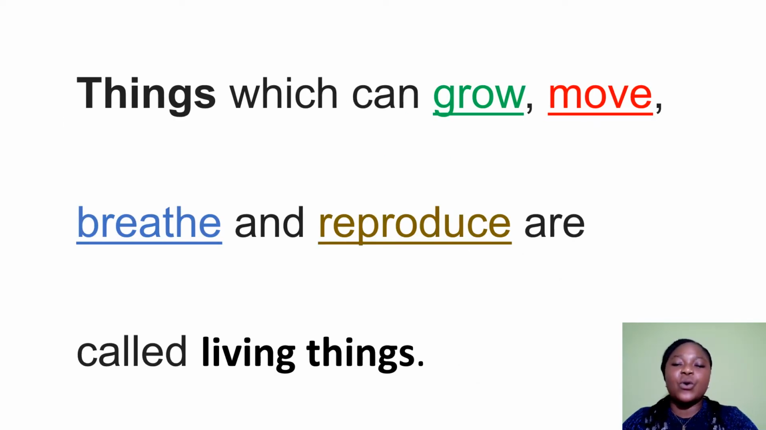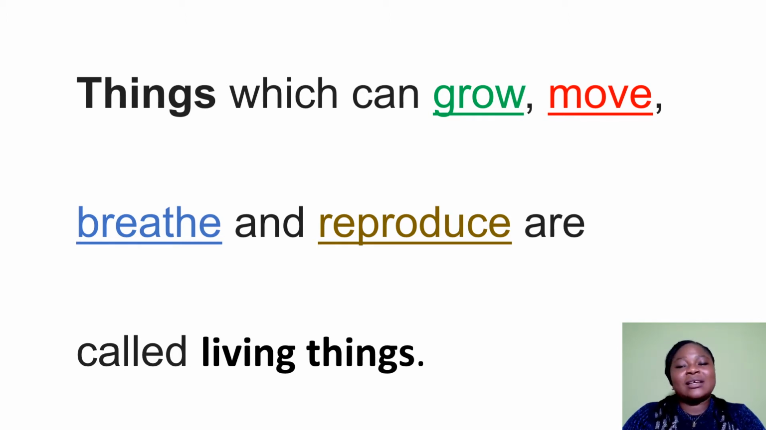Things which can grow, move, breathe, and reproduce are called living things. Good. Let's take it one after the other. Grow. We say living things can grow.